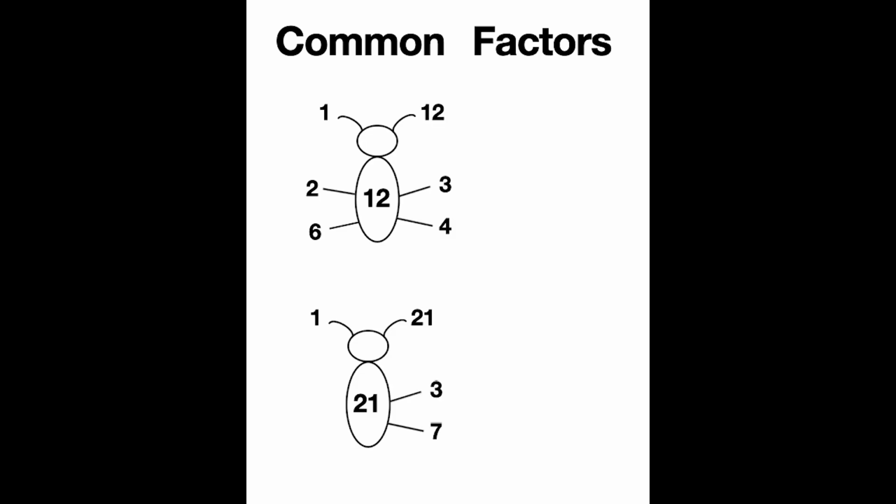The next idea that children need to be familiar with are common factors. Now let's look at the number 12 again, but also have another number, which is 21. 21 has 4 factors, and you can see them there. And you might ask, what are the common factors of 12 and 21? And all that means is, what factors do they share? So they both have 1 as a factor, and they both have 3 as a factor. So 1 and 3 are the common factors of 12 and 21.